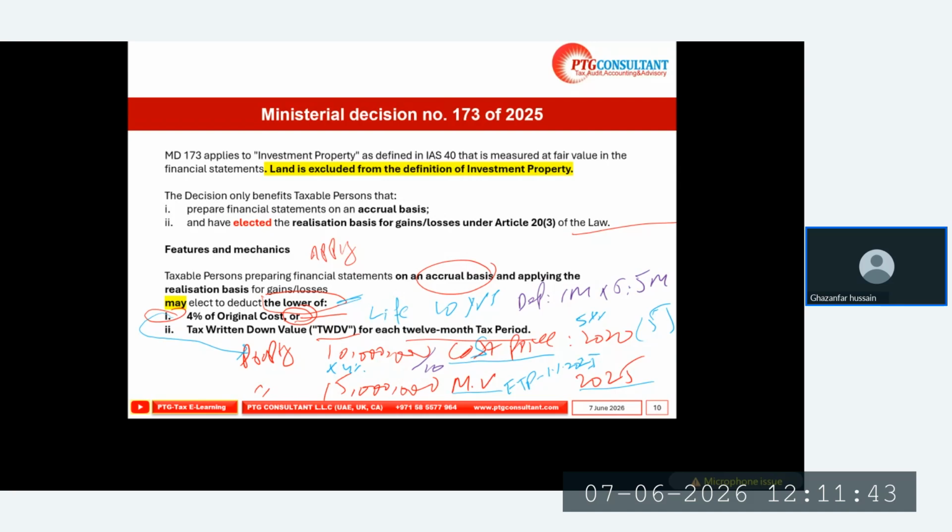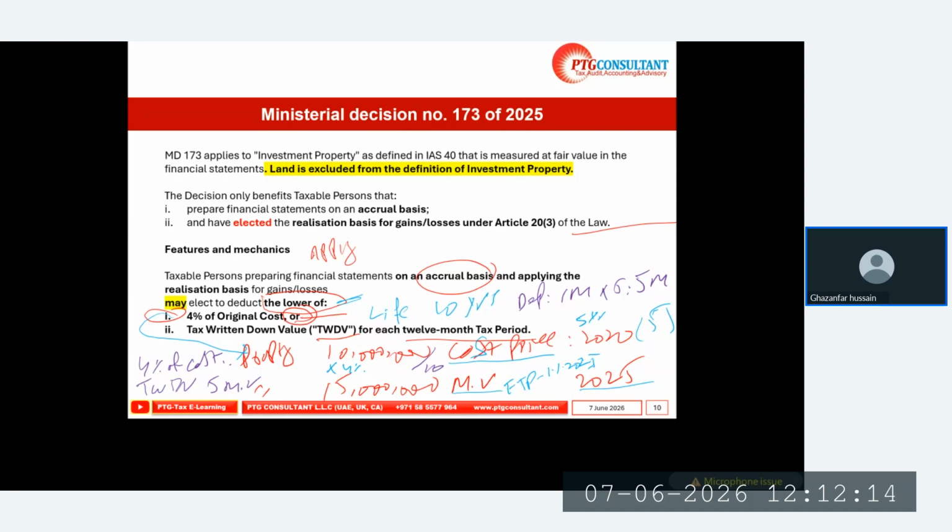Considering the same original cost, because if we follow the cost model, we may already have depreciated for the 5 years, right? So then the balance amount is 5 million. Let's assume the tax written down value is 5 million, versus the 4% of the original cost. How much?